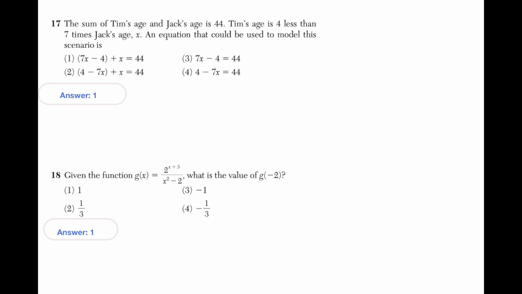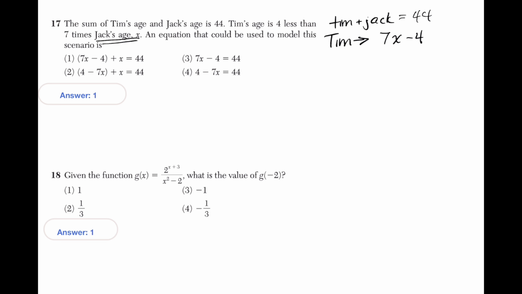17 was, how do I put this? It feels very wordy and very tricky in the way language is used. What I mean by that is you're trying to add Tim's age and Jack's age. They're telling us that if you take Tim plus Jack, their ages, you'll get 44. Then they're also telling us Tim's age is 4 less than Jack's age, which is x. Okay, so 7 times Jack's age minus 4.